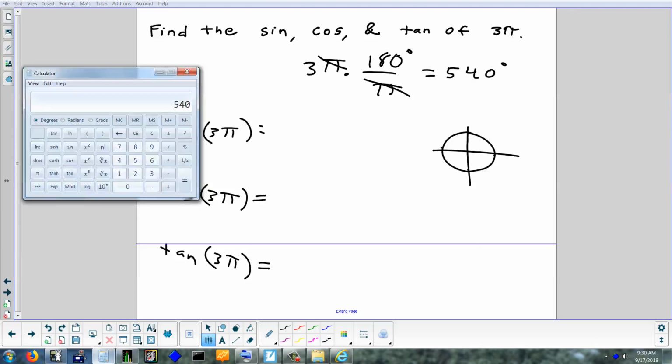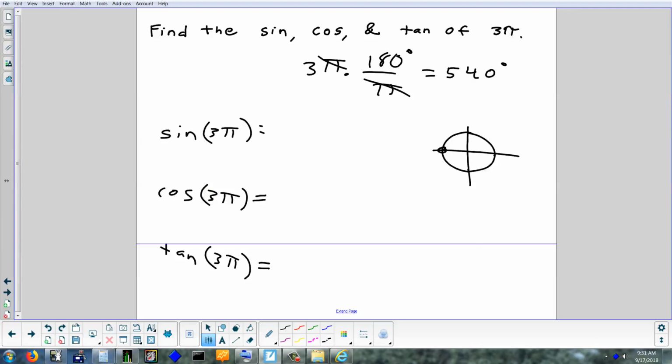So what can I subtract from it? Yeah, 360. Subtract 360. Now I can see it's 180. Where's 180 on the circle? On the left. It's on the left, so it's left from the origin, 1 unit.